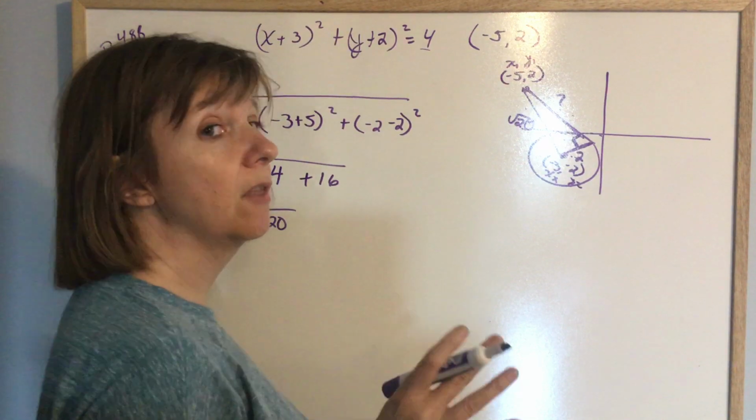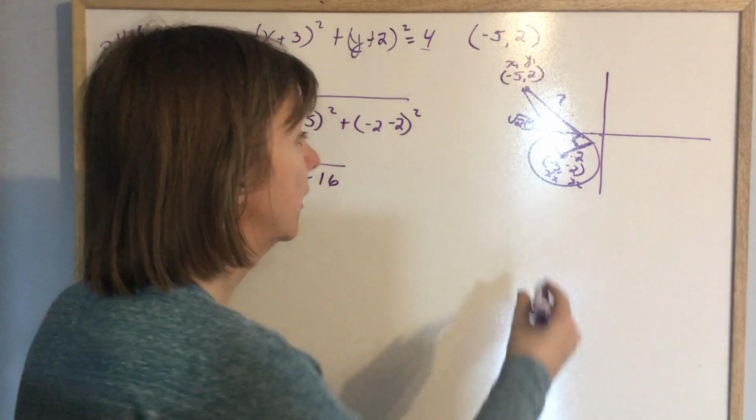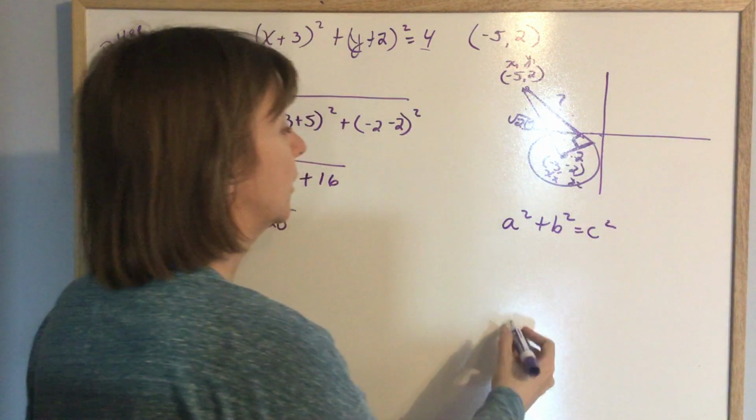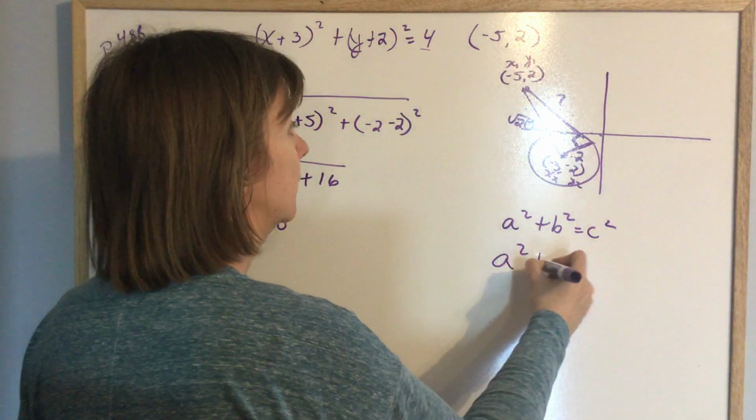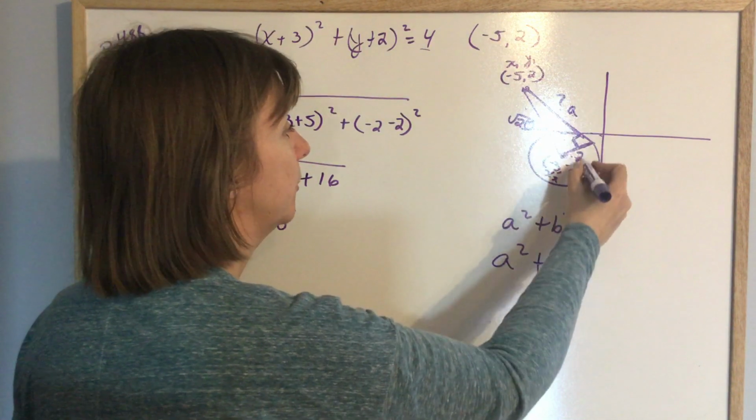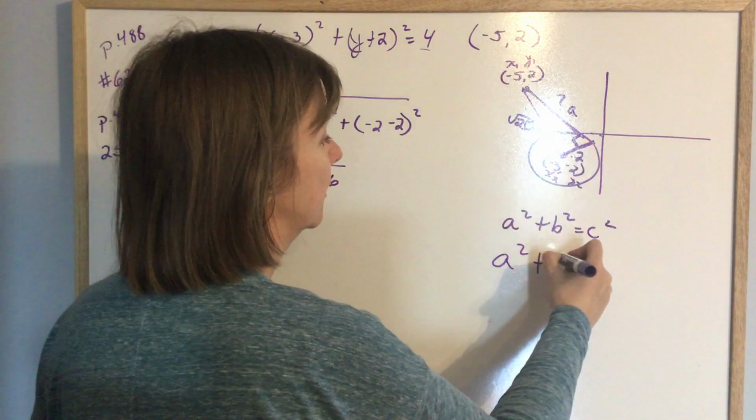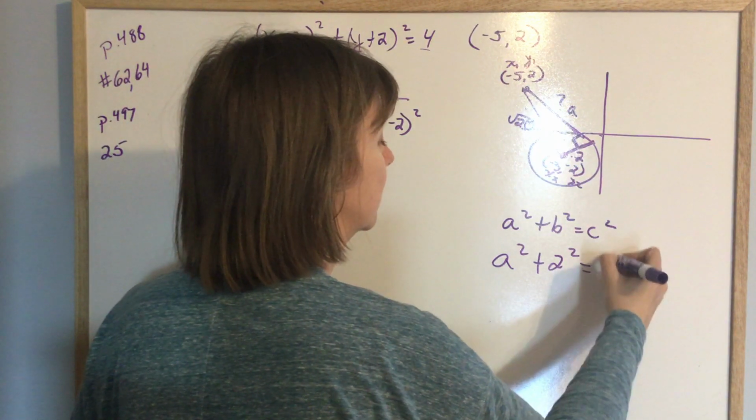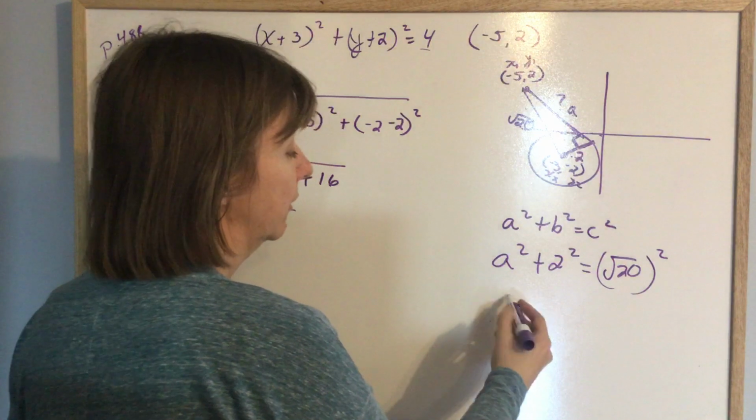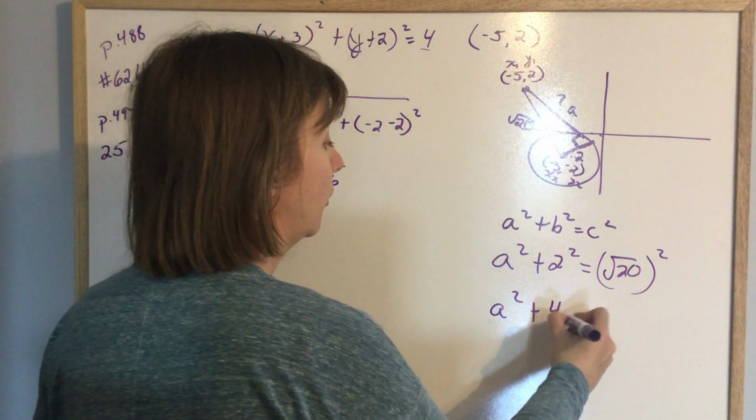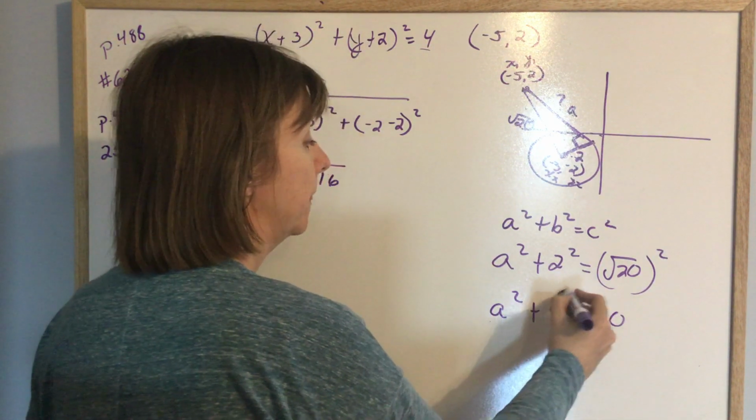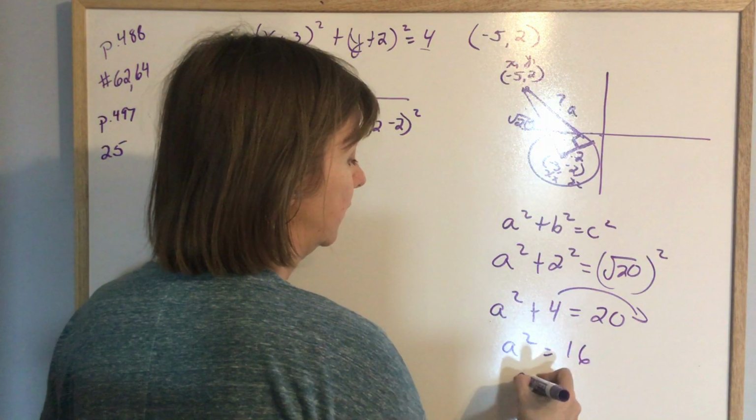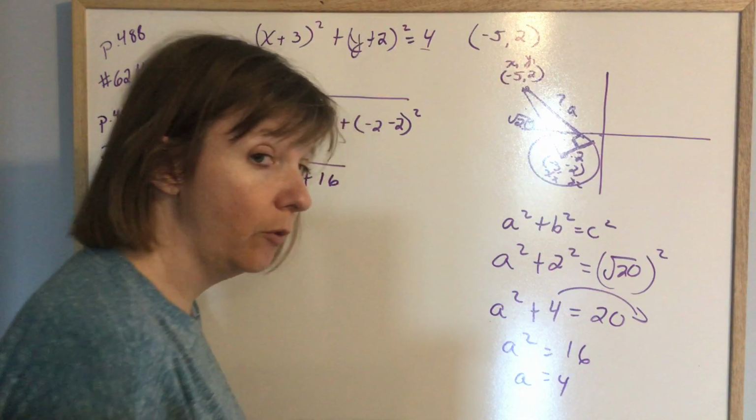Now that side is the hypotenuse to the triangle. And I know that a squared plus b squared equals c squared. So a squared plus b squared, well, if that's b, that is 2 squared, is equal to root 20 squared. So a squared plus 4 equals 20. So I'm going to move this over here and subtract it. So a squared would equal 16. So a would actually be 4.